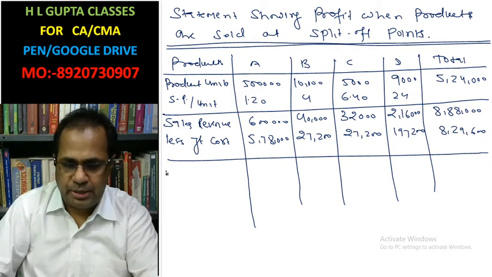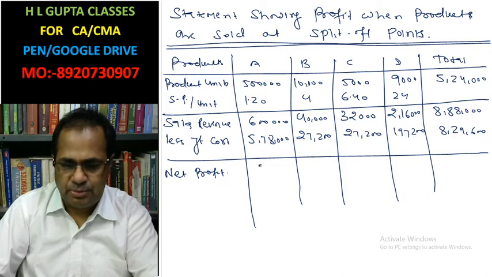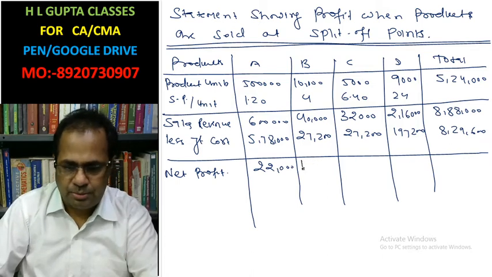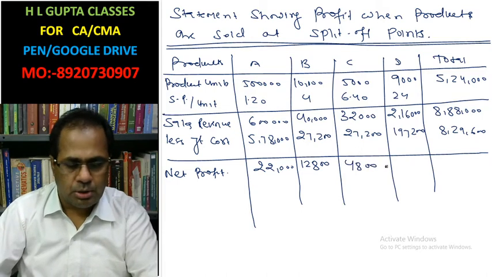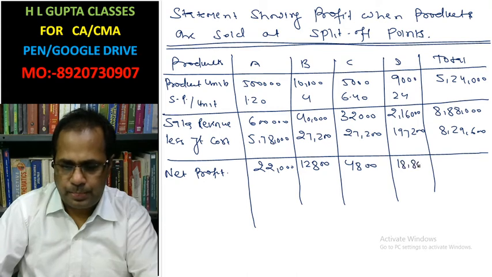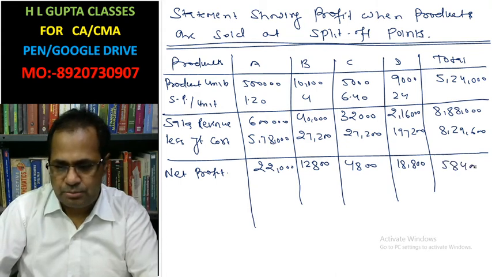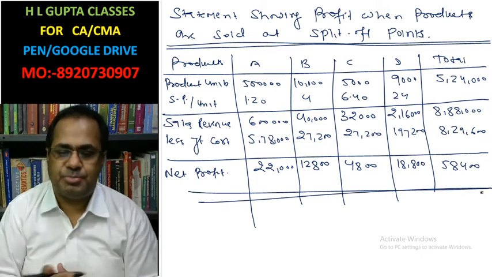Then you calculate net profit. After subtracting this, you will get 22,000. This is 12,800. This is 4,800, 18,800, 58,400. This is the net profit when products are sold at a split-off point.